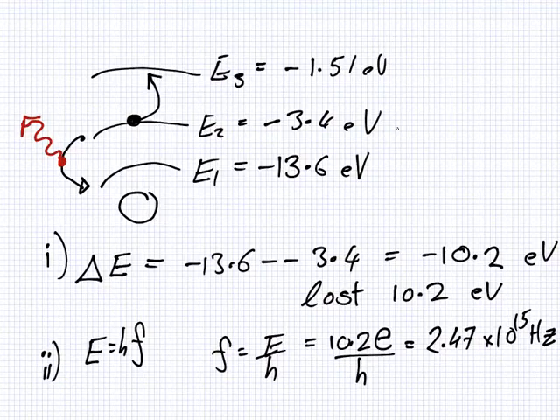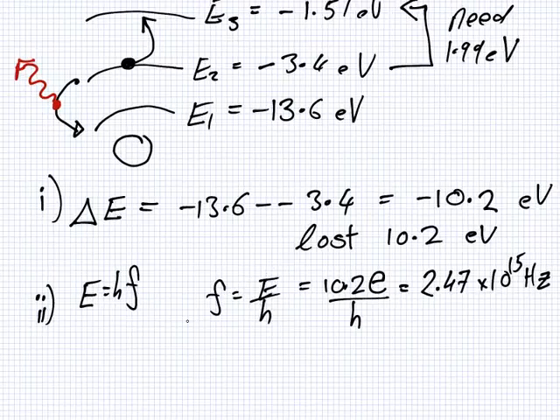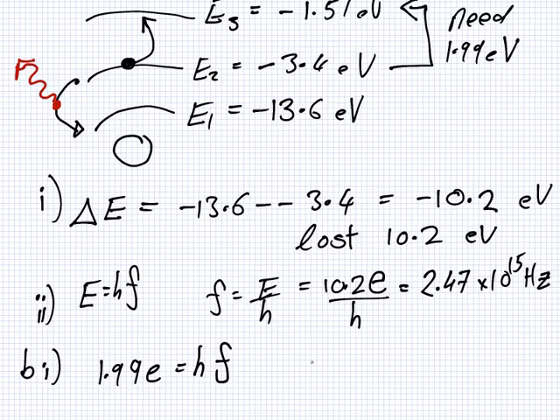It doesn't matter. So to go from E2 to E3, you need 1.99 electron volts. So here for B, you have 1.99 eV. E equals hf, so f equals E over h, which is 4.81 times 10 to the 14 hertz.